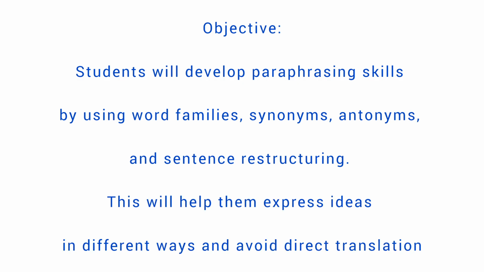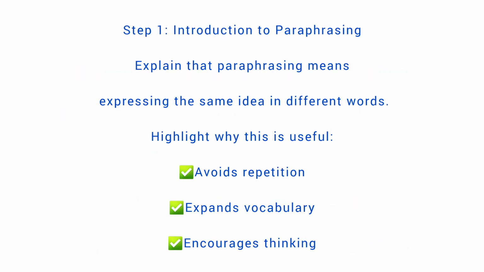Next lesson plan. Objective. Students will develop paraphrasing skills by using word families, synonyms, antonyms, and sentence restructuring. This will help them express ideas in different ways and avoid direct translation. Step 1. Introduction to paraphrasing. Explain that paraphrasing means expressing the same idea in different words. Highlight why this is useful. Avoids repetition. Expands vocabulary. Encourages thinking in English instead of translating.